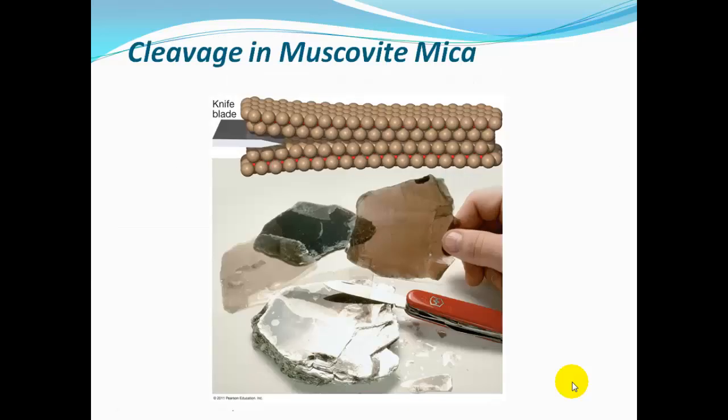Cleavage of muscovite mica. We see up here we have our sheets of silicon oxygen tetrahedra, which we'll talk about in a minute. This sheet is formed of covalent bonds, and it's ionically bonded to its sheet below it. So you can easily peel it apart with a fingernail or a knife blade.